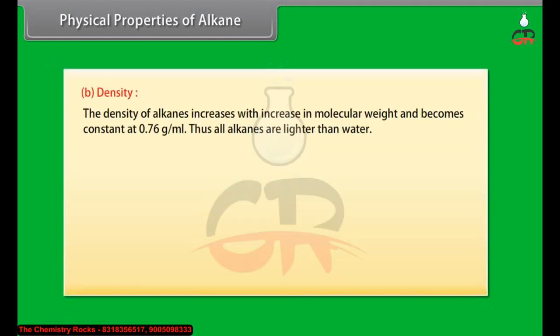Density. The density of alkanes increases with increase in molecular weight and becomes constant at 0.76 gram per milliliter. Thus, all alkanes are lighter than water.